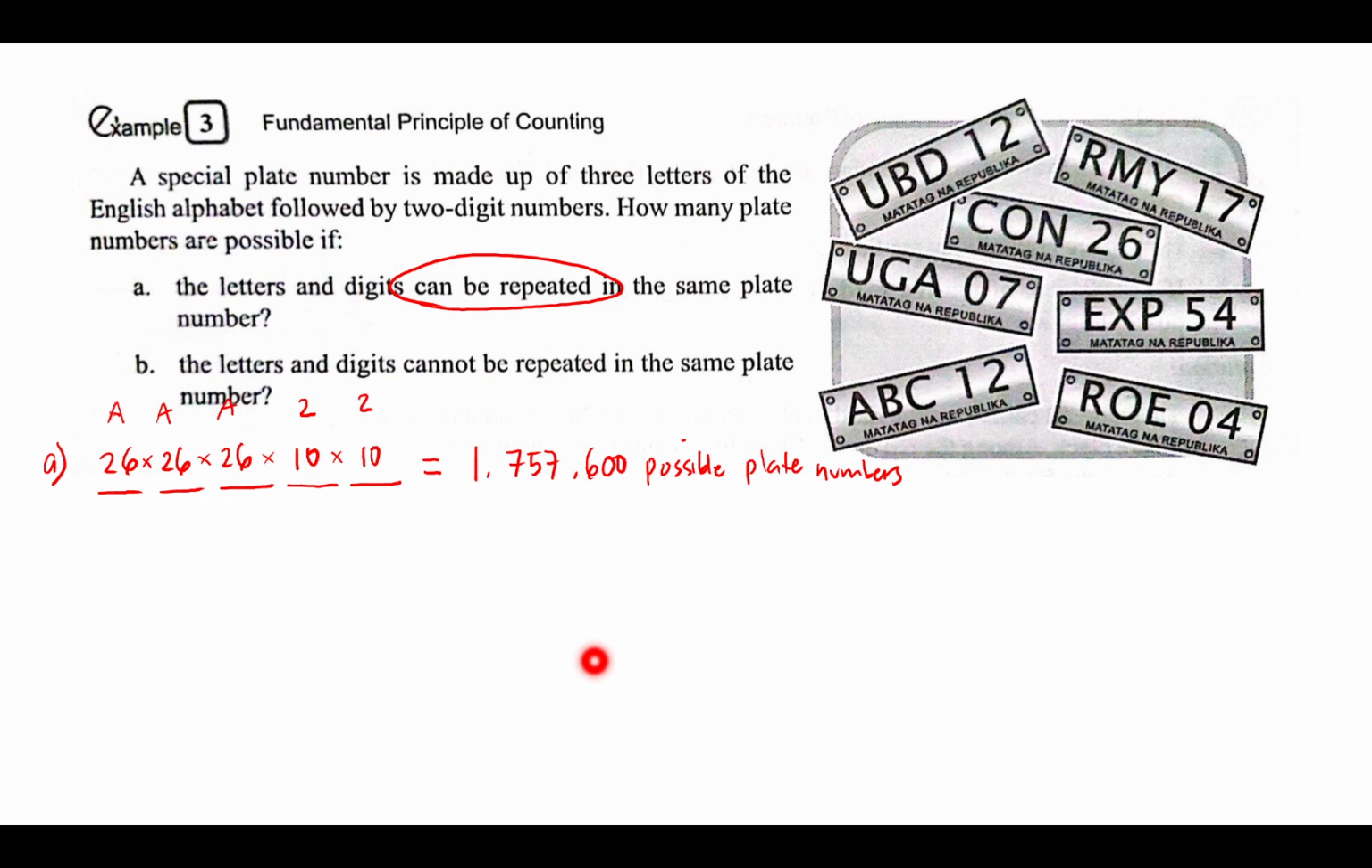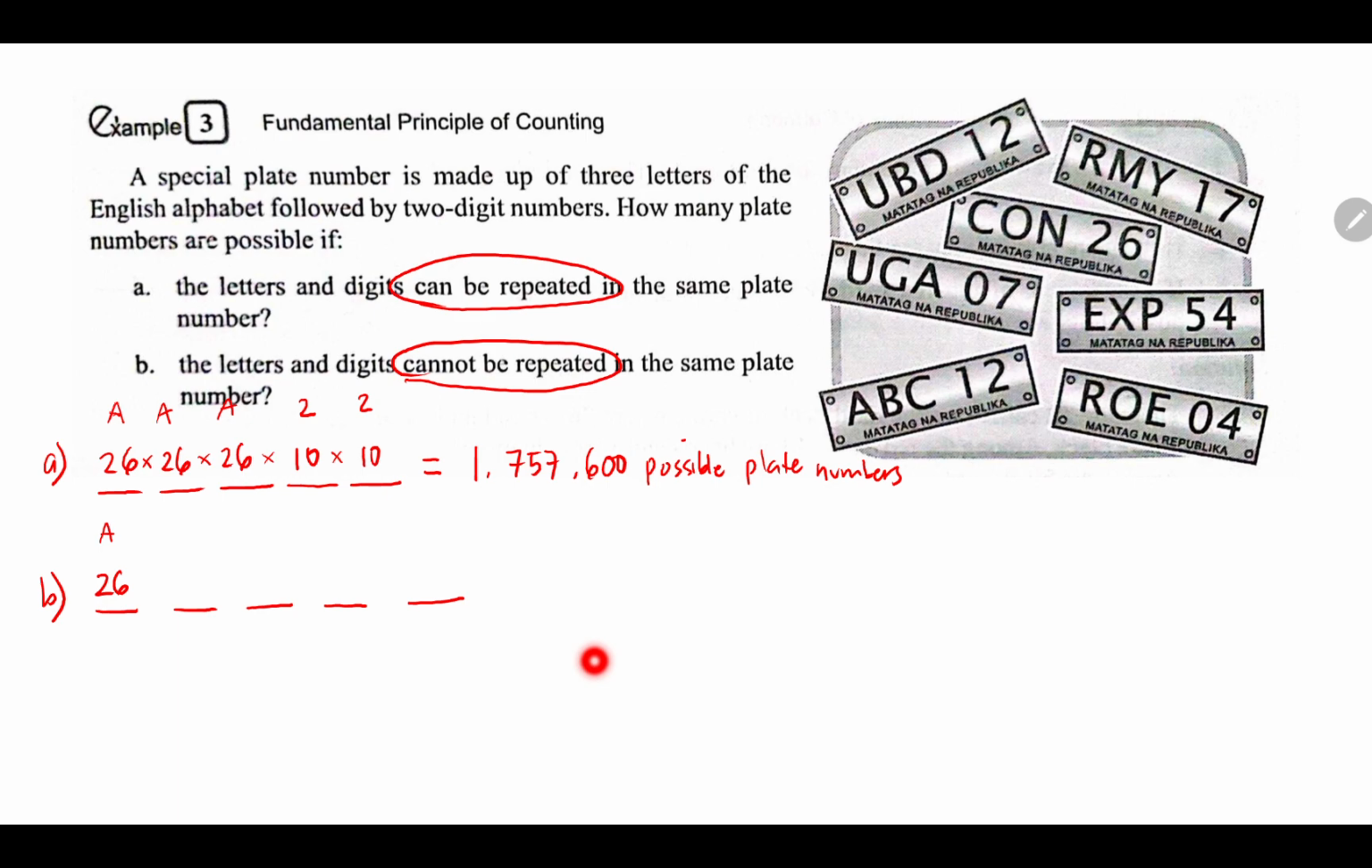Okay, so how about for letter B? The letters and digits cannot be repeated. So if we have A on the first letter, obviously A cannot be used on the second and third letter because it cannot be repeated. So therefore, we have 5 here. For the first letter, we have 26. Why 26? Because all of the English alphabet letters are possible, from A to Z. Let's say we choose A.